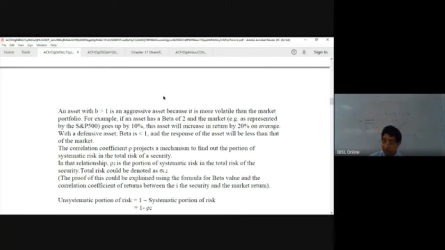Rho squared would be 0.0625. So that is 6.25. Now you can see when the rho is not close to 0, not close to 1, the systematic portion is lower in the total risk. So that I think you can understand.